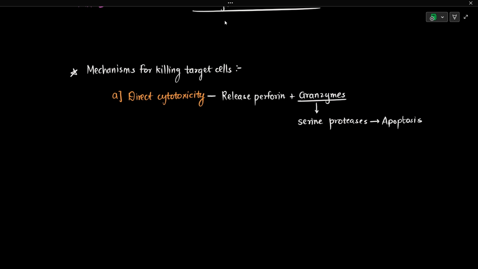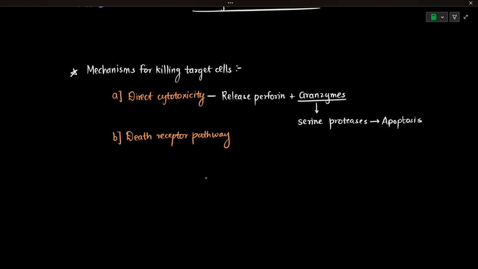Okay, so if not direct cytotoxicity, natural killer cells can activate the death receptor pathway. If you don't know about it, I have discussed it in detail in the apoptosis lecture in cancer biology. So the death receptor pathway is the extrinsic pathway for apoptosis, for programmed cell death. So this is also mediated by natural killer cells.